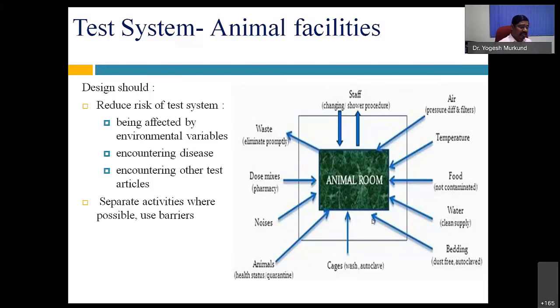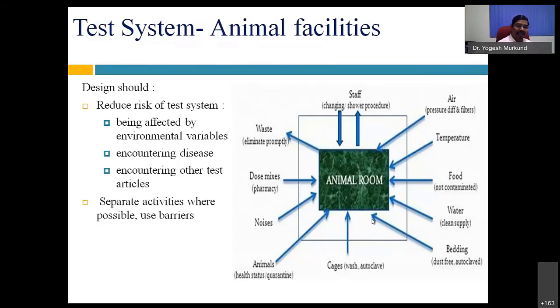Now, this barrier system is a kind of state of the art design. This is very costly and it is not always necessary. Why is that not necessary? Because in one earlier slide we saw that you can even separate these activities by means of an organizational method. Right? When an animal room is there, the air and temperature should be controlled, the food should not get contaminated, whatever food you are keeping there, and water should be clean. All those things are involved when you think of an animal facility.